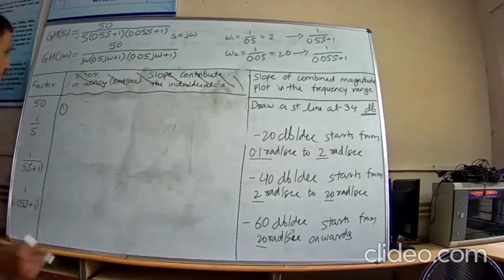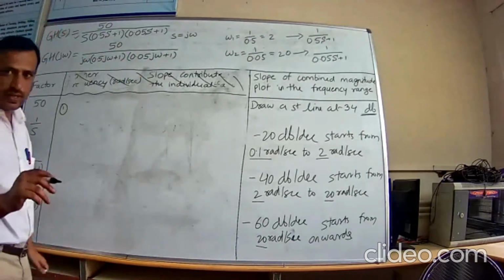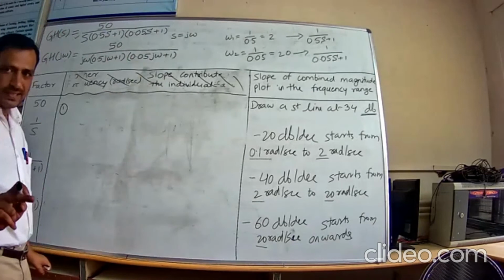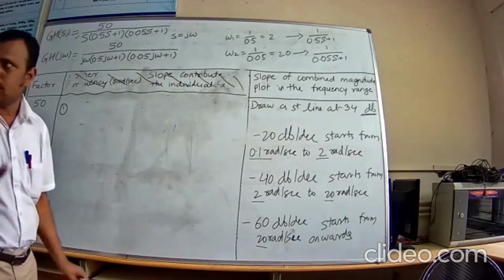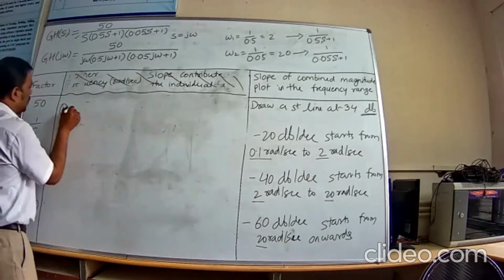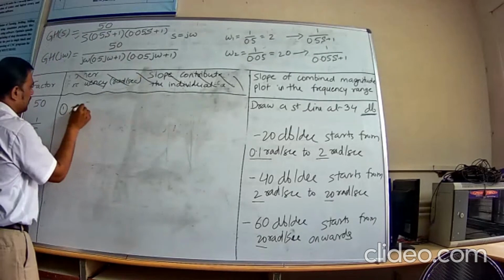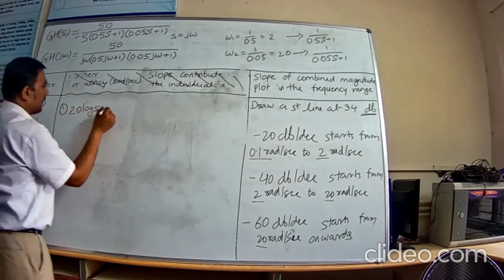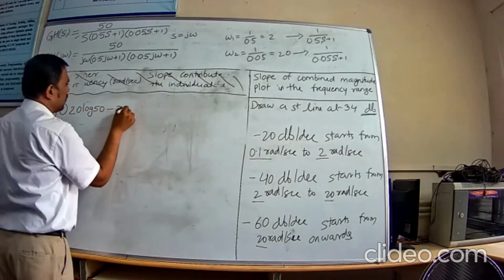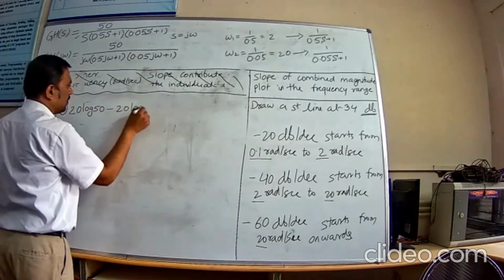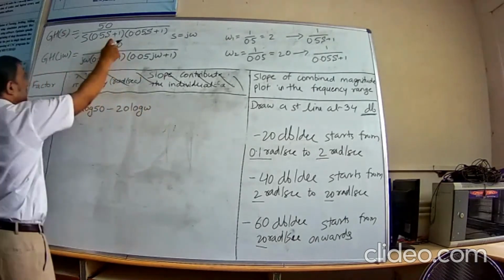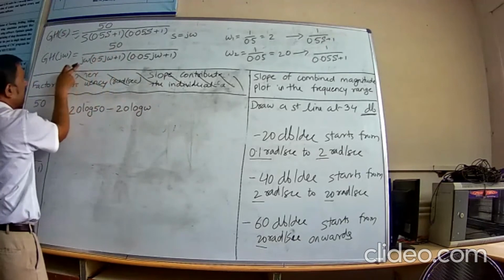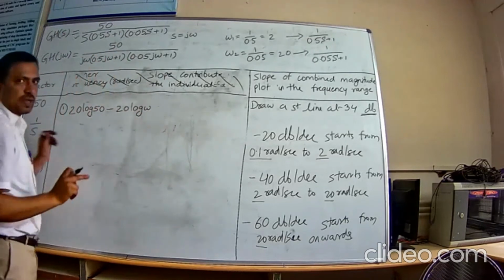20 log 50. If the factor is in the numerator, we use plus. If the factor is in the denominator, we use minus. So 20 log 50 minus 20 log omega. I have considered these two factors, and I have taken only omega, not j omega.